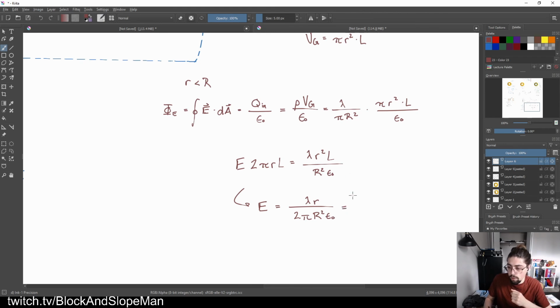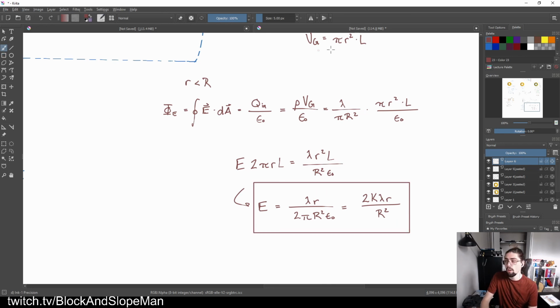Which we can simplify again to be 2k lambda r over R squared. And again, we actually find kind of the same result that we talked about last time, where the charge is increasing as r squared, but the electric field is decreasing as 1 over r. So when we're looking inside the cylinder, as we're expanding out, the electric field goes as r. And it's a linear increase until we hit the boundary.